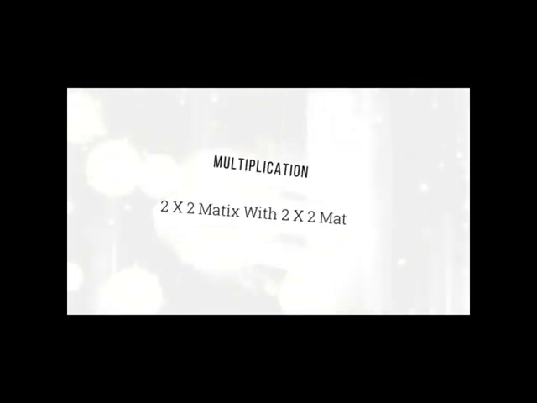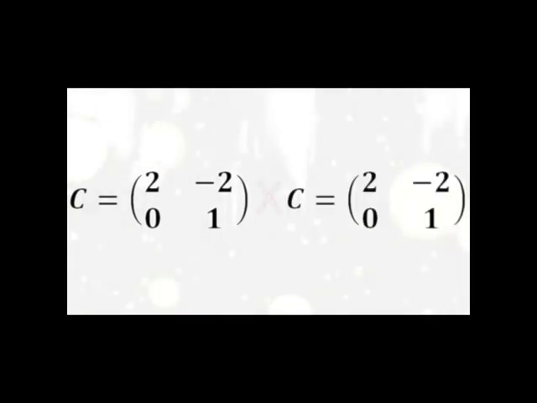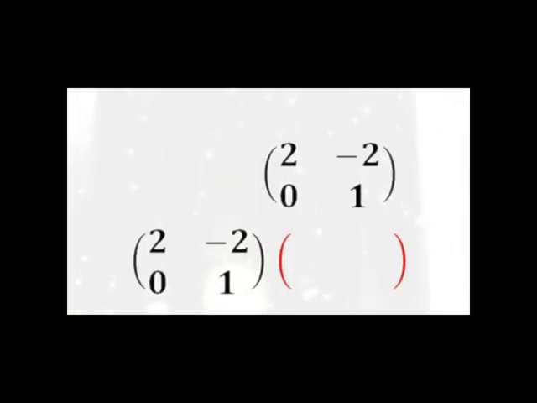Now we're going to multiply a 2 by 2 matrix with a 2 by 2 matrix. For example, matrix C, 2, negative 2, 0 and 1. We can multiply matrix C with matrix C, which equals C squared. So how to do that? Let's check this out. The way we multiply a 2 by 2 matrix with a 2 by 2 matrix is quite similar to the previous work that we have done before. It's also row times column.